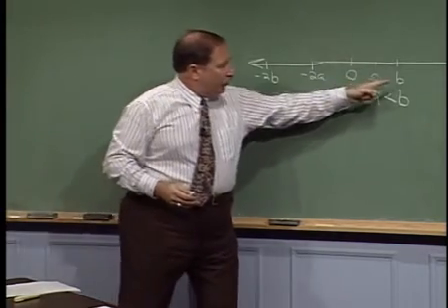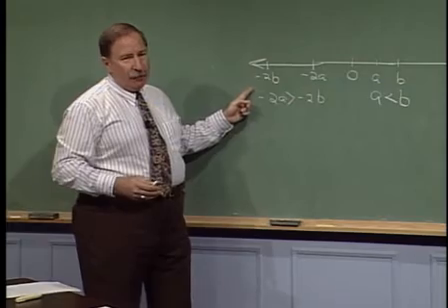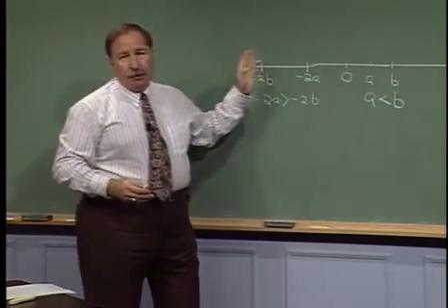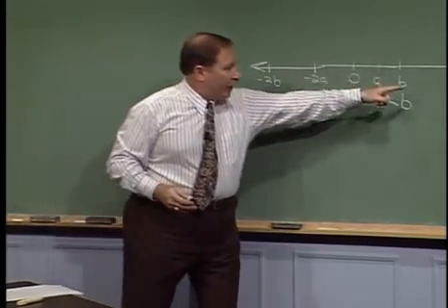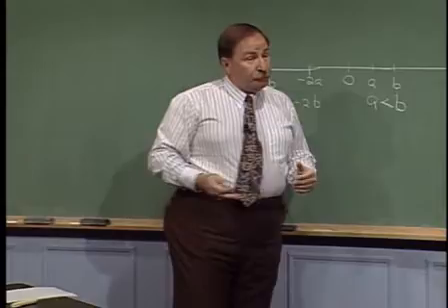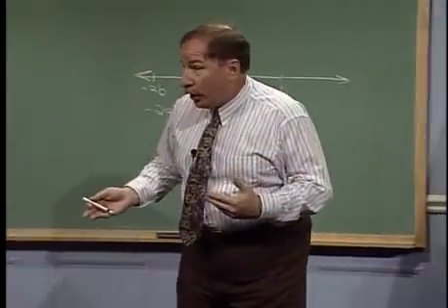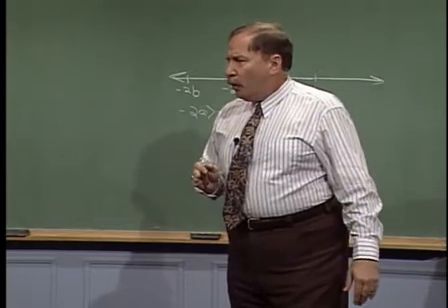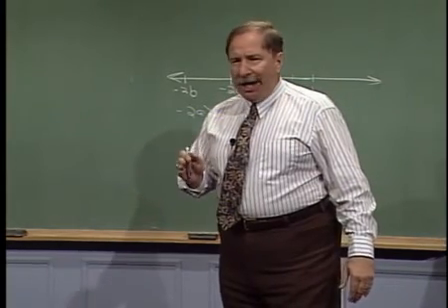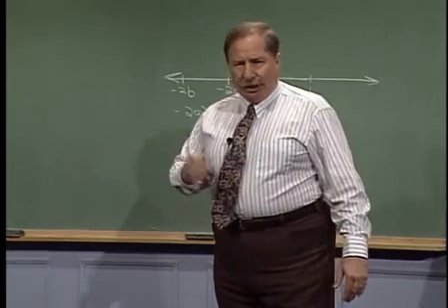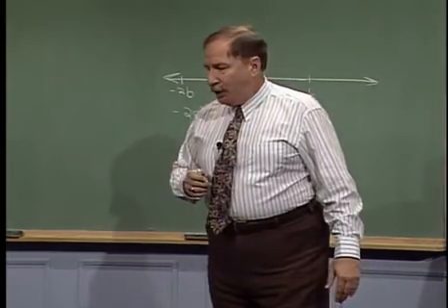In other words, the number that was further from 0 stays further from 0. But instead of being further to the right, it's further to the left. Further to the right means greater than. Further to the left means less than. And therefore, the rule that you should remember, but now you know why it works, is that if you multiply both sides of an inequality by a negative, you must change the direction of the inequality. Less than becomes greater than, less than or equal to becomes greater than or equal to, and vice versa.